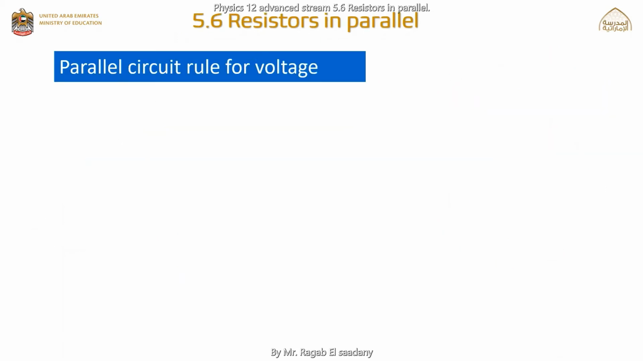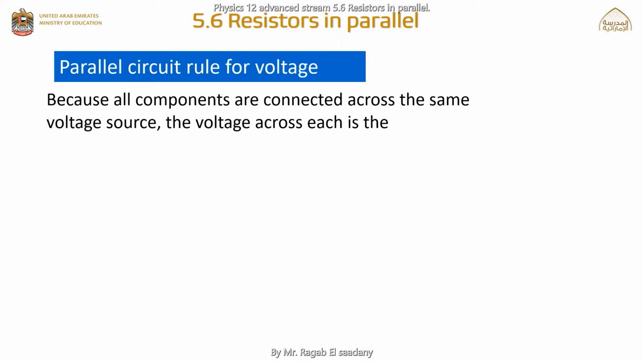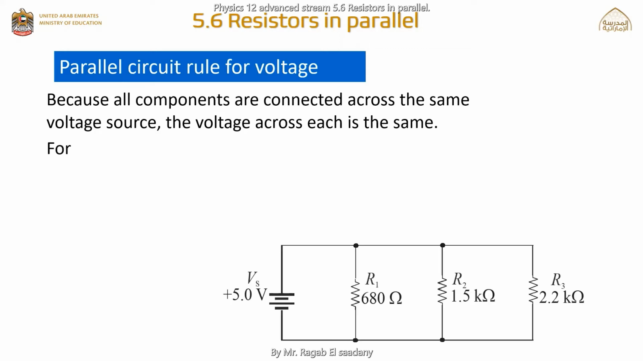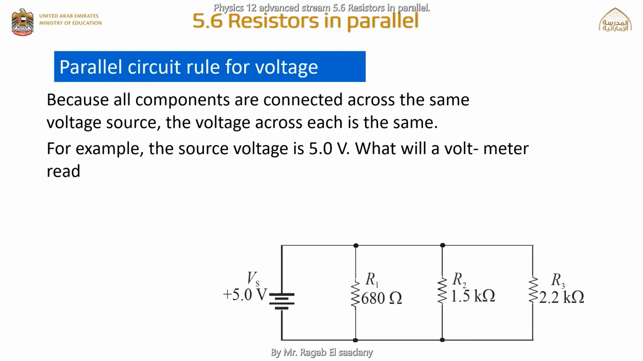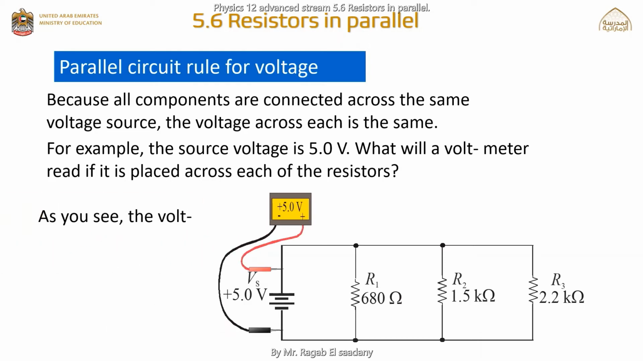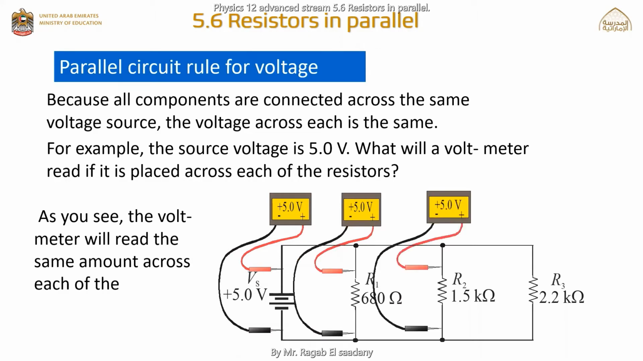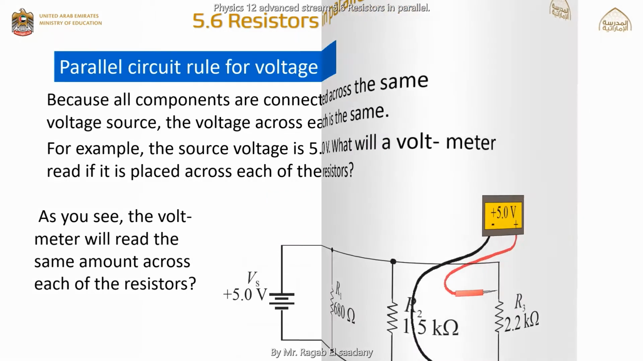Parallel circuit rule for voltage. Because all components are connected across the same voltage source, the voltage across each is the same. For example, the source voltage is 5 volts. What will a voltmeter read if it is placed across each of the resistors? As you see, the voltmeter will read the same amount of voltage across each of the resistors.